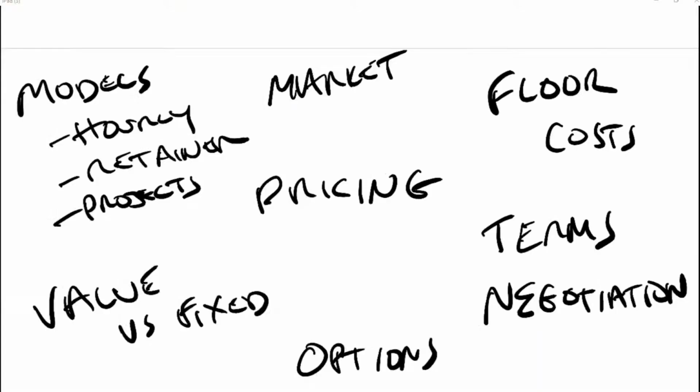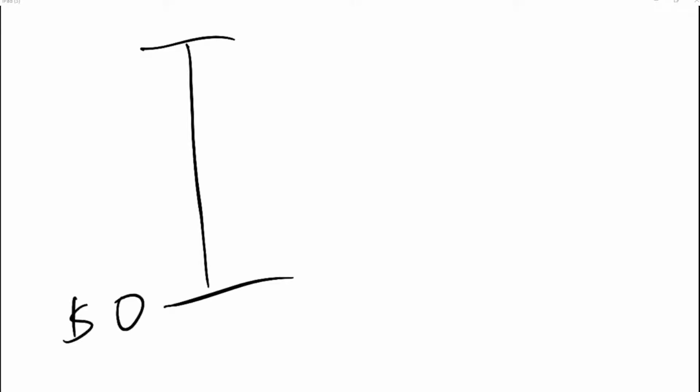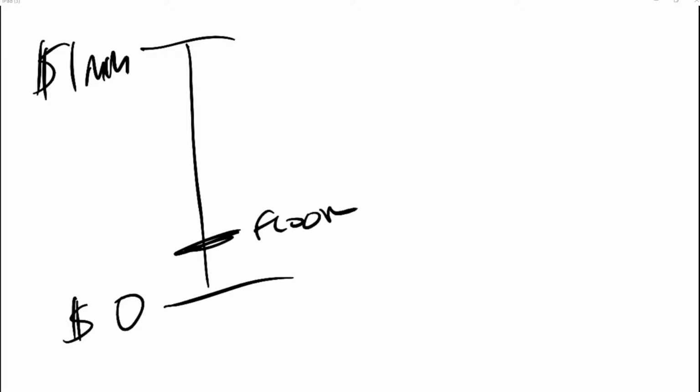And so let's go back. Let's get a clean thing here because you basically got a wide swath, right? So this is 0, and let's say that this is 1 million, okay? And so your floor is somewhere in here, right? So this is your floor. But then you've got all of this room to maneuver in between. And so how do you figure out, should I be here? Should I be here? Where should I go with my pricing? And so part of that is going to be based on the market.